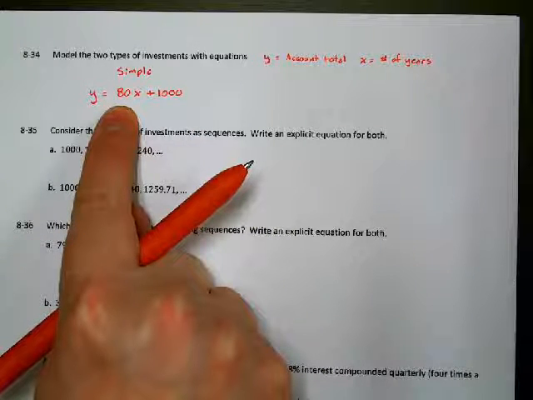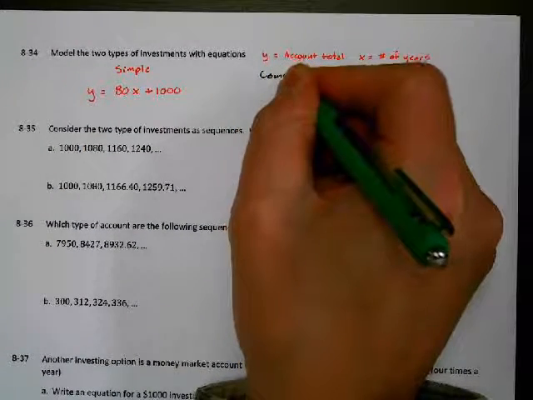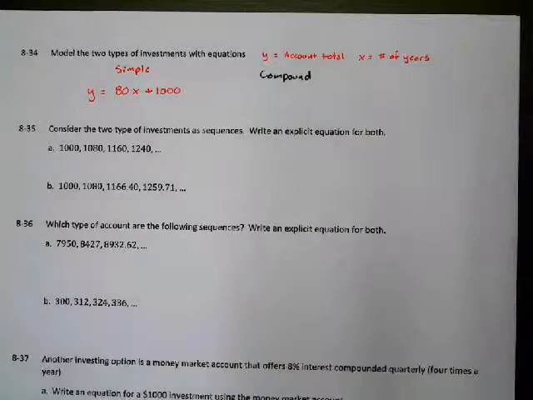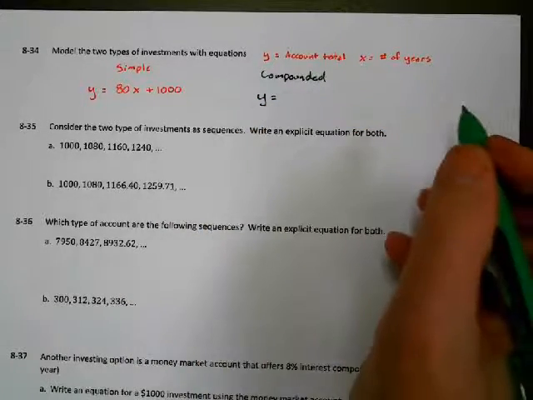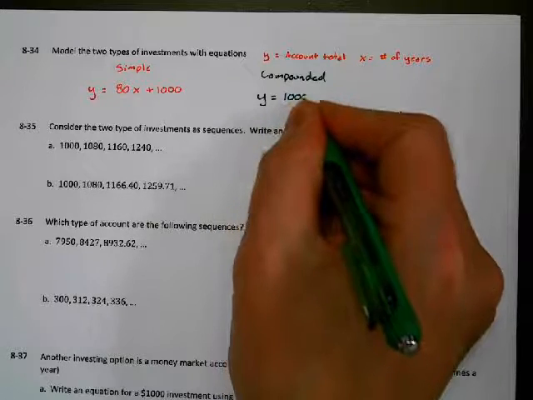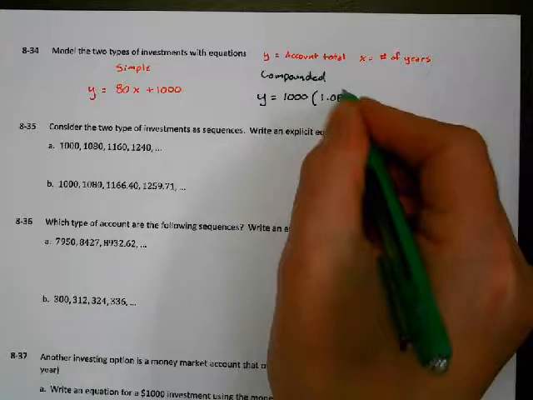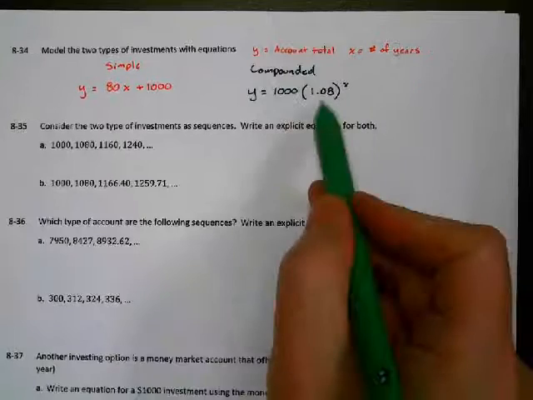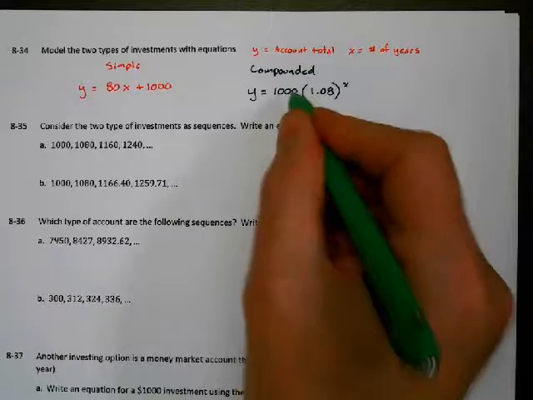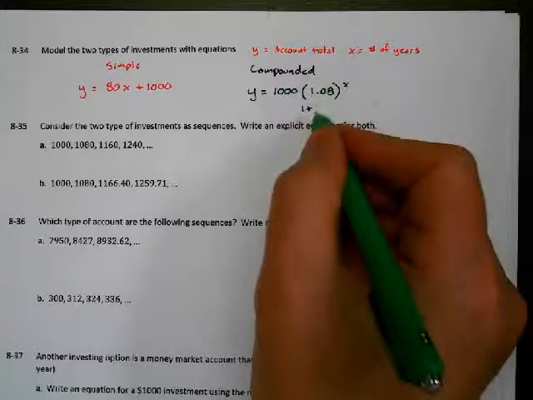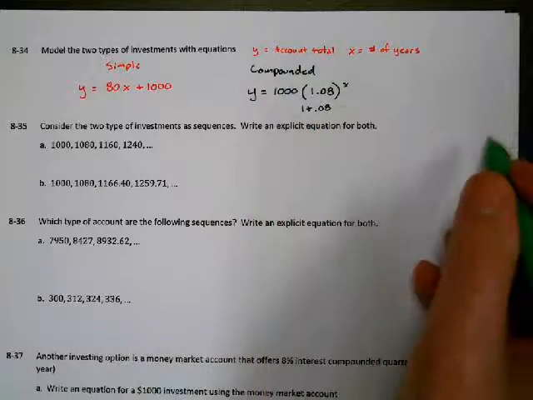The compounded one, if we were to do compounded, that would be y is equal to, the initial value is 1,000, and then we're multiplying by 1.08 to the x power. Now the 1.08 is two things. It's 1, so that means 100%, which means I'm going to get my $1,000 back. And then plus 8% more. So that's 1.08 to the x power.